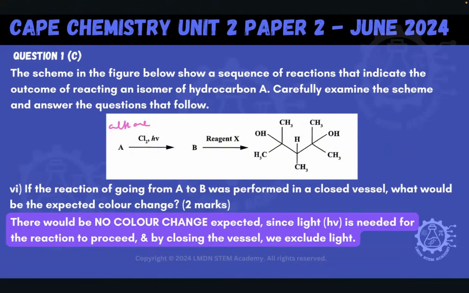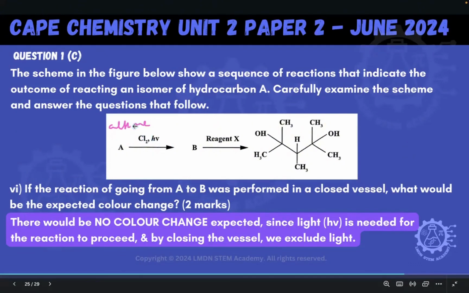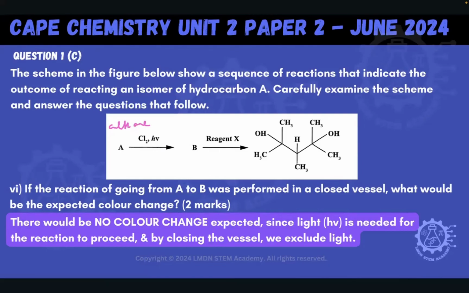So there will be nothing there to see because, remember, a key requirement for the alkane is that we have UV light, because the UV light is needed to break the Cl bond to form those radicals to jumpstart the reaction. So without light, nothing will happen and we won't see a color change. 2 marks, done.